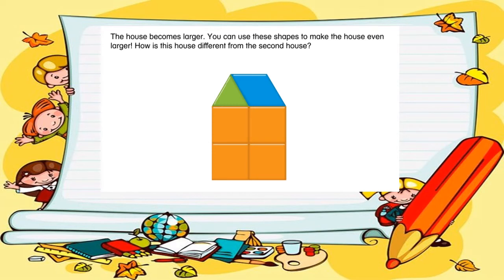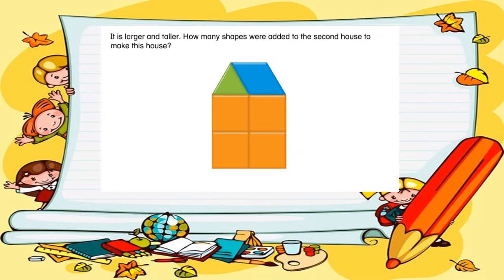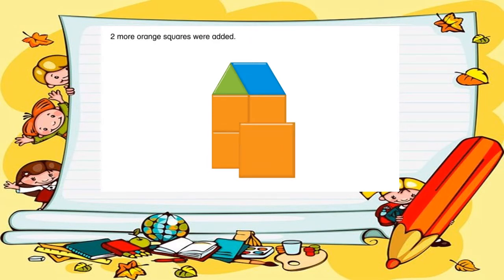How is this house different from the second house? It is larger and taller. How many shapes were added to the second house to make this house? 2 more orange squares were added.